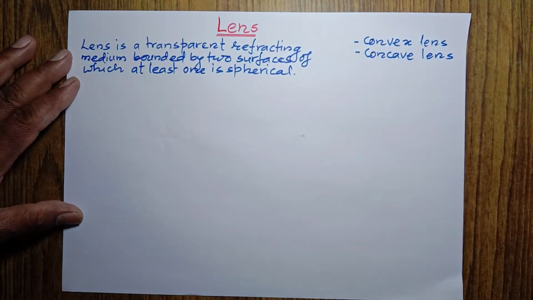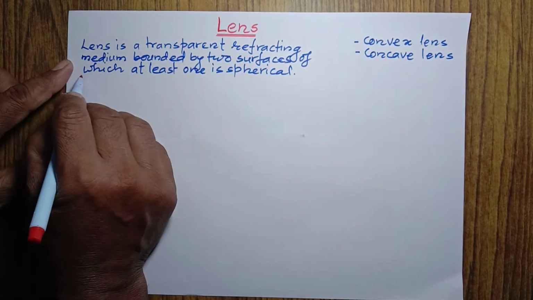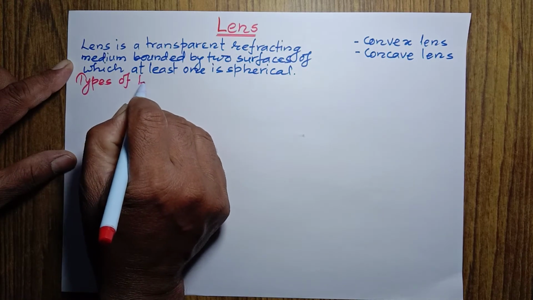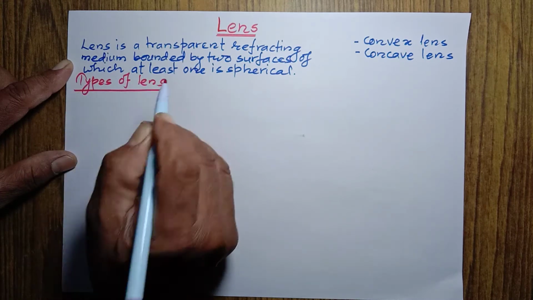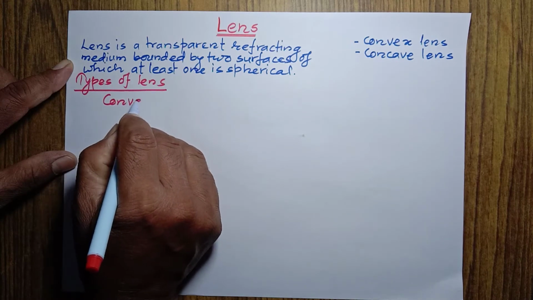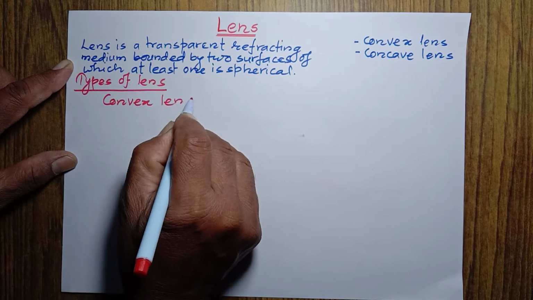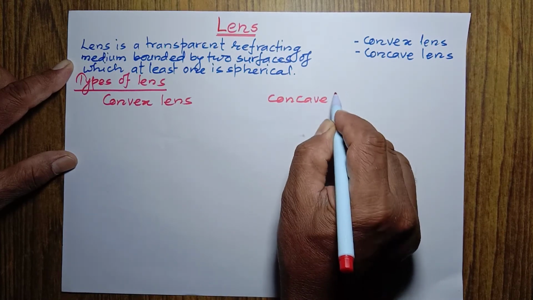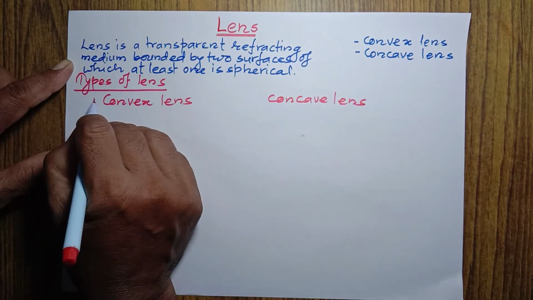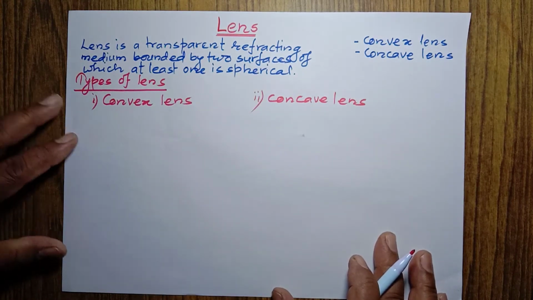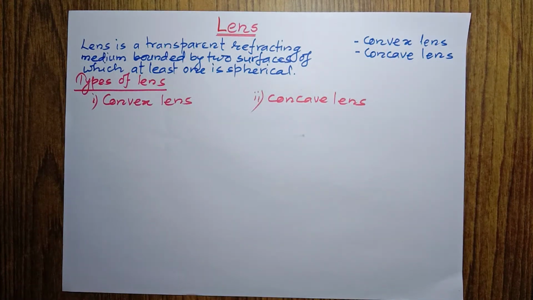Now it is of two types. Now I'm talking about types of lens. It is of two types. One is convex lens, and another is concave lens. There are two types of lens. One is convex lens, another is what? Concave lens. Now, a lens which is thicker in the middle and thinner at the edge is called convex lens.